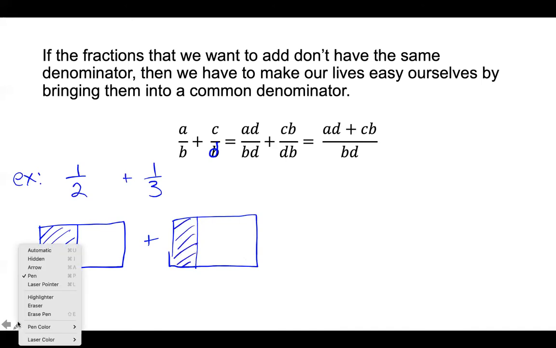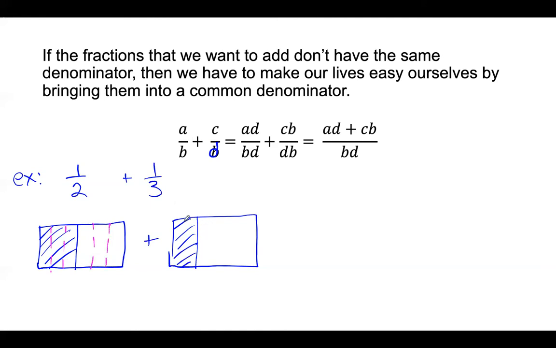Well, what do we do? Because we're now adding two different things together. So we would break this into equal parts that are common to both. So if this is a half, we can break this up into 6 parts. 1, 2, 3, 4, 5, 6. 1, 2, 3, 4, 5, 6. So now it's a little bit easier.